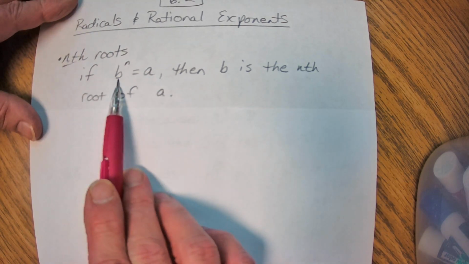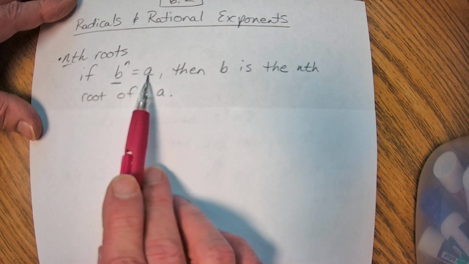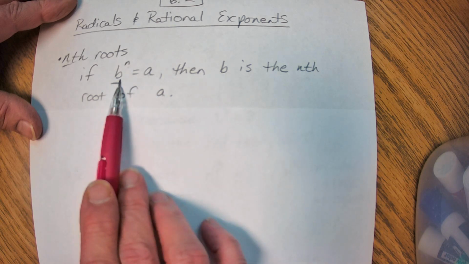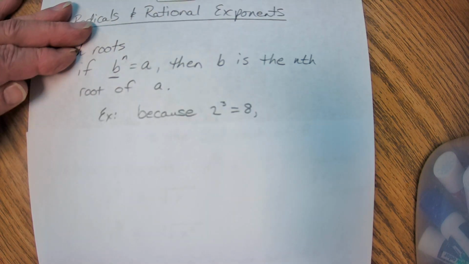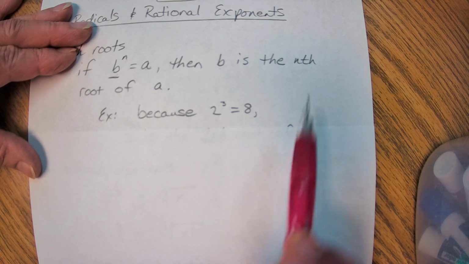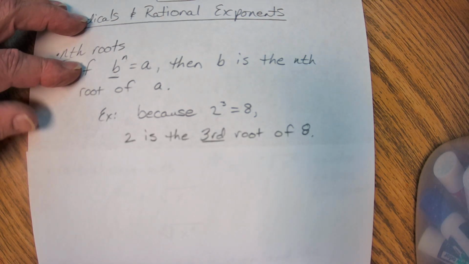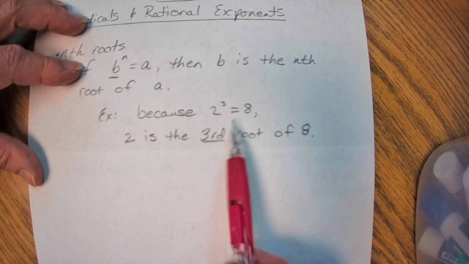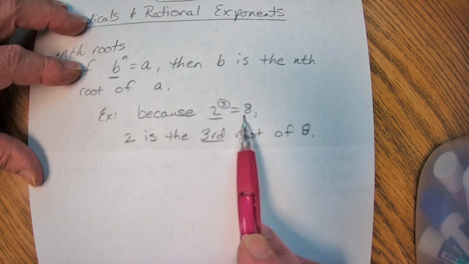So if b, this is the base, raised to the nth power is equal to a, then we say that b is the nth root of a. Let's look at an example. Because I know that 2 to the third power is equal to 8, then we say that 2 is the third root of 8.